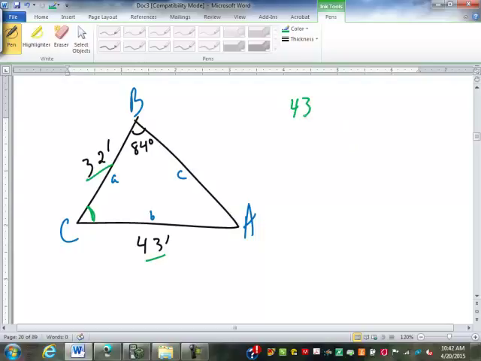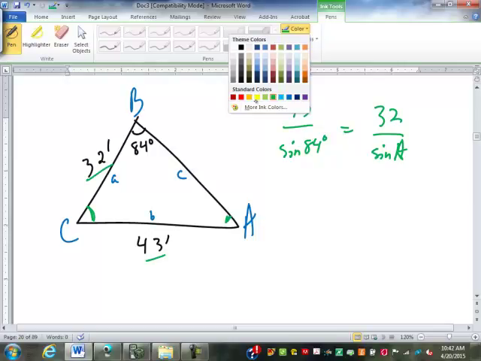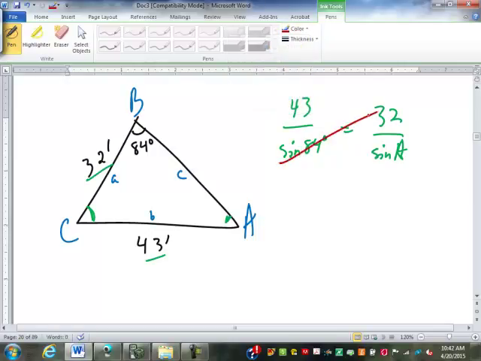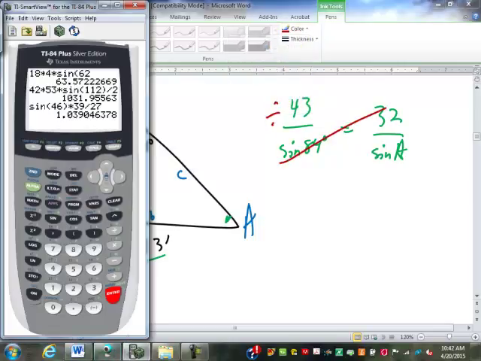So I've got my 43 over the sine of 84. But the 32 is going to go over the sine of A. That's this angle. Not really the one I want, but that's where I've got to go for now. So I'm going to cross multiply and divide. Sine of 84 times 32 divided by 43 is 0.7401.